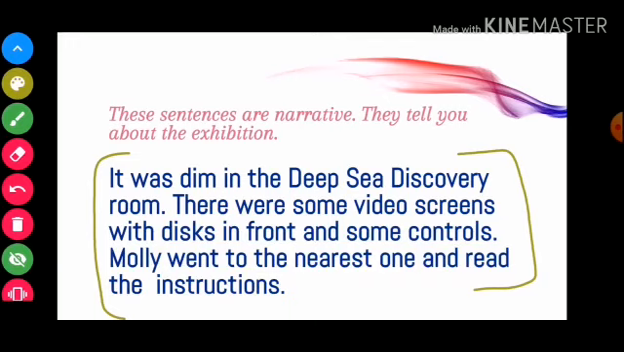It was dim in the deep sea discovery room. There were some video screens with desks in the front and some controls. Molly went to the nearest one and read the instructions.